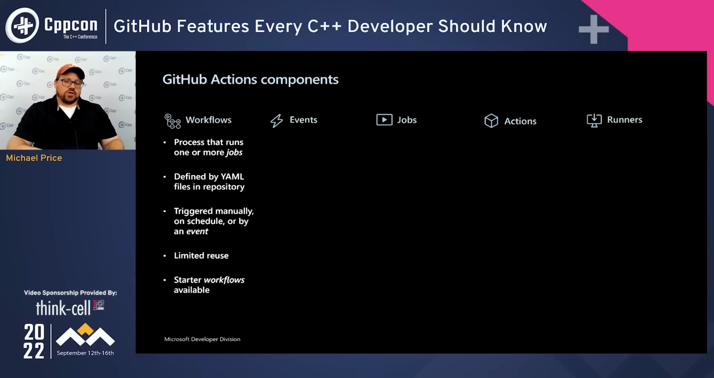Workflows. A workflow is sort of like the top level entry point into GitHub Actions. It is a process that runs one or more jobs. We'll talk about jobs in a minute. It's defined in a YAML file that's stored in your repository and versioned with your repository. You can trigger a workflow manually or on some sort of schedule, like a cron job would be, or by some event that happens in your GitHub repository.